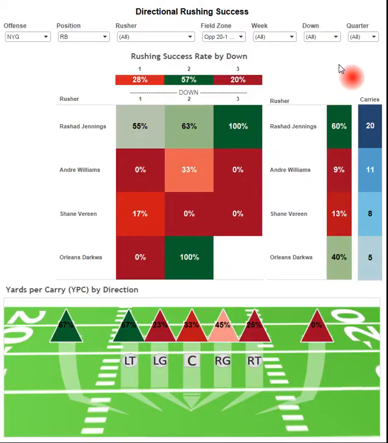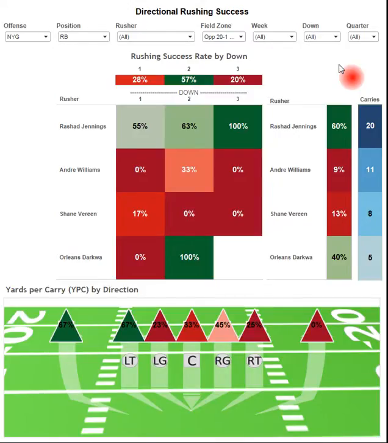Here we are looking at directional rushing success, and there's a difference between this and the other rushing visualization that looks a little bit similar, because the other one was looking primarily at running direction, frequency, yards per carry, explosive runs, things of that nature.